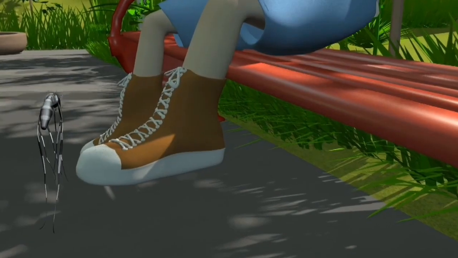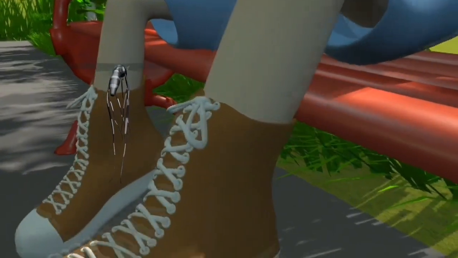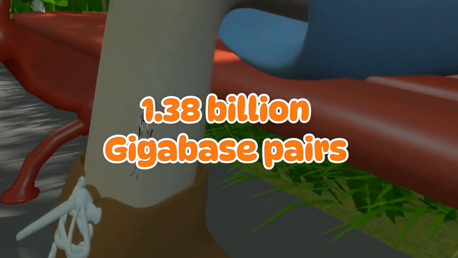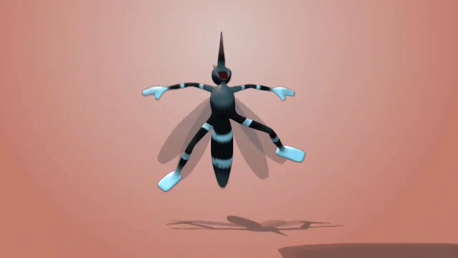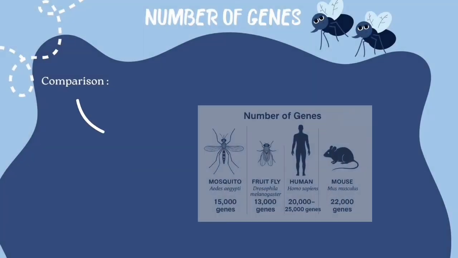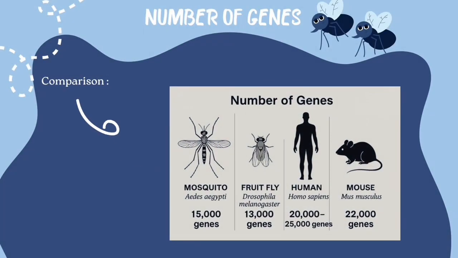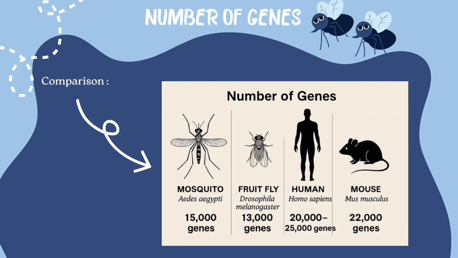And last, the genome size of Aedes aegypti is approximately 1.38 billion base pairs. That's larger than the genome of a fruit fly. Now, let's take a look at the number of genes in different organisms to compare gene counts across 4 organisms.